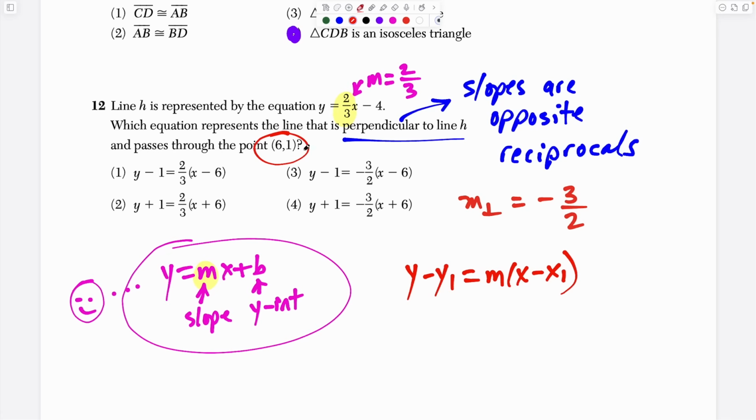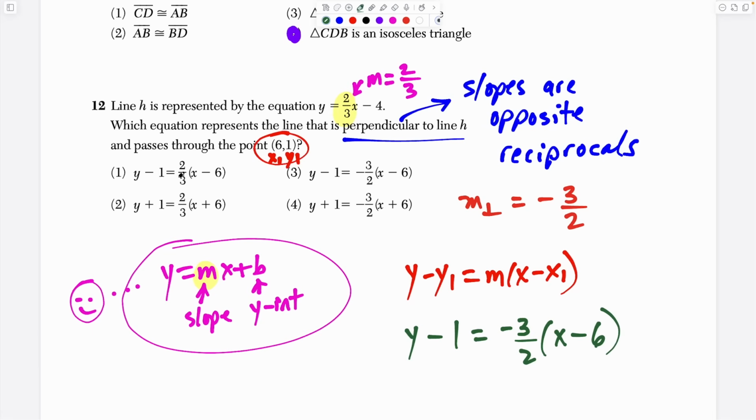And the x1, y1 represent the x and y of the given point. So I have my x1 is equal to 6 and my y1 is equal to 1. So now I use this formula and I could say y minus y1, which is y minus 1, equals the m we're going to use, which is not this one. We're going to use the perpendicular one because we want to write the equation of a line that is perpendicular to H. So the slope we're going to use is negative 3/2. And then we have x minus x1, which is x minus 6.